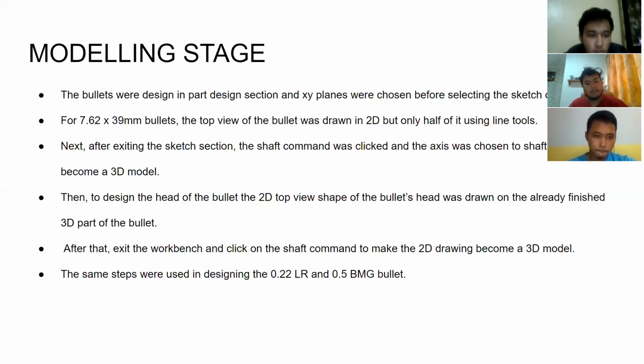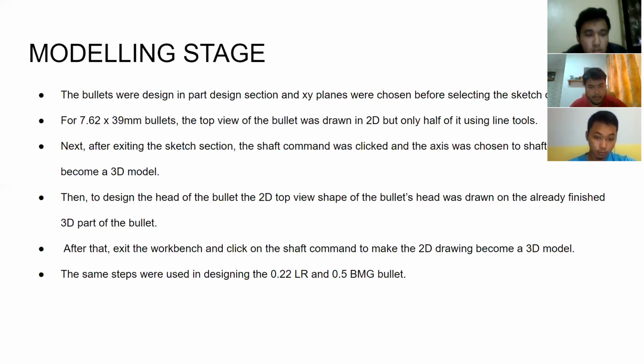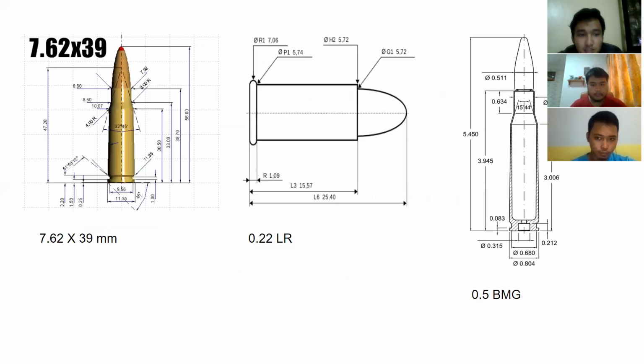Then after that, we design the head of the bullet. We repeat the same steps to design the head of the bullet, and then we click on the shaft command to turn it into a 3D part. Then we use the same steps for the 0.22 LR and 0.5 BMG bullets. Next. Okay, so here is the blueprint of the bullet.